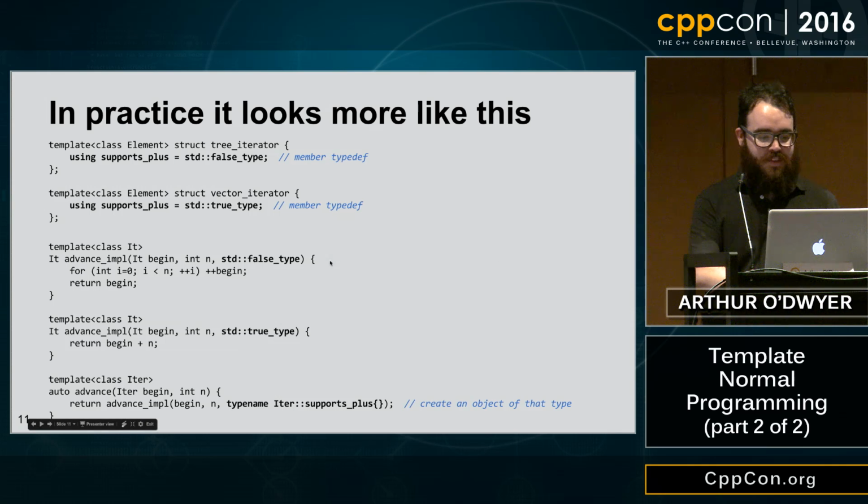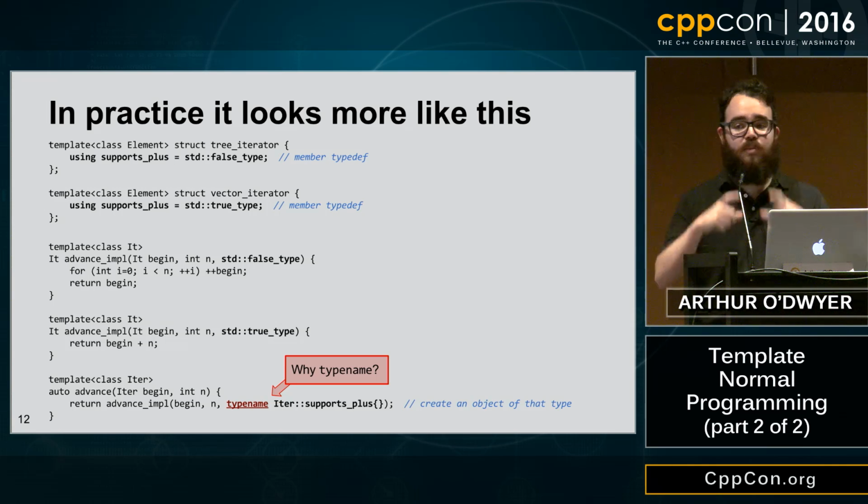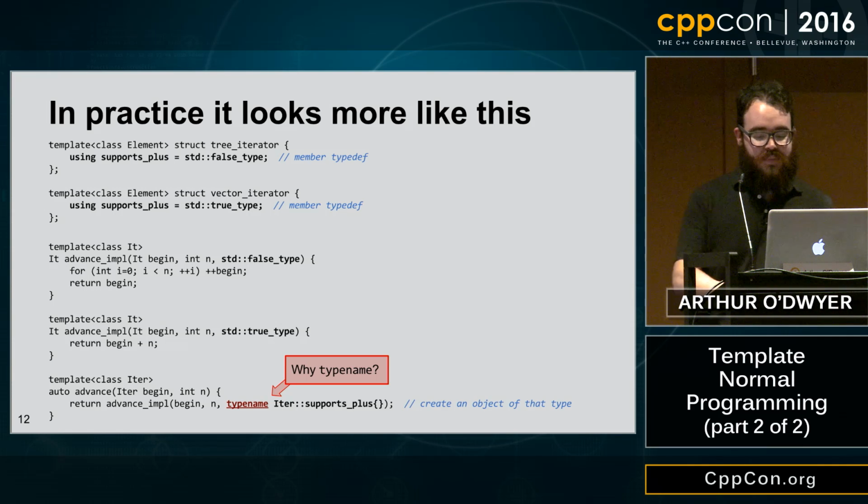And I do the same thing with advance impl here. My advance calls this function advance impl with begin and n. And then this little expression here: typename iter supports plus, curly brace. The curly braces are there because we're now trying to create an object of that type, right? Those are the curly braces; it could also be parens, that would also work.